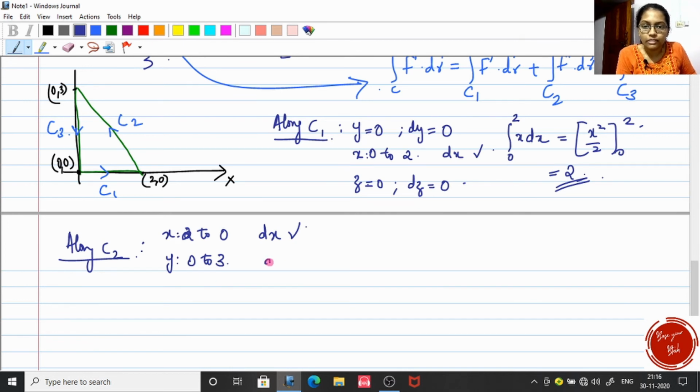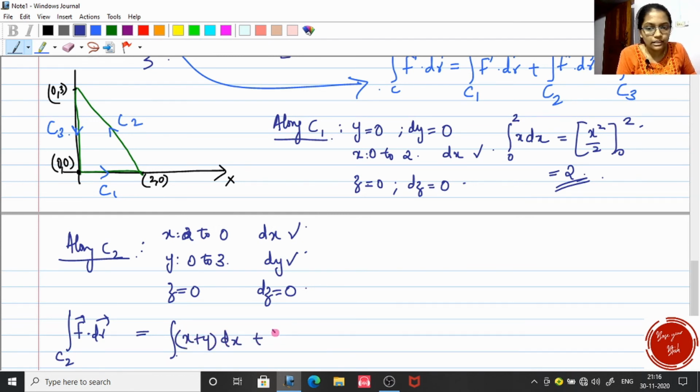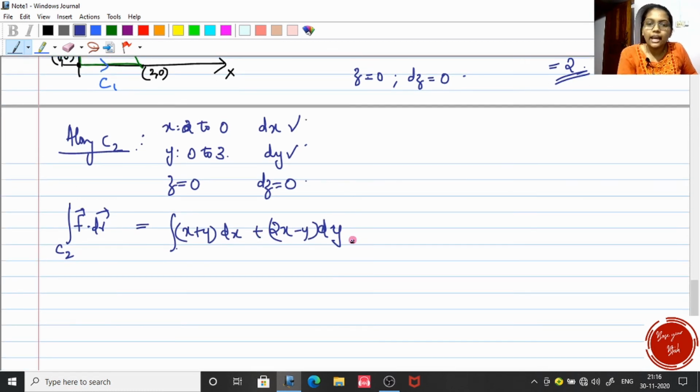So since there is a variation for y, dy exists and z is equal to 0, so dz value is 0. So substituting in your line integral f dot dr, you will get integral (x plus y) dx plus (2x minus y) dy, and we can skip the third term because dz is 0. So actually x and y terms are there in the integrand, but we have only one integration to be done, which means we have to convert any variable to the other variable, which means the integrand must contain only a single variable, either x or y.